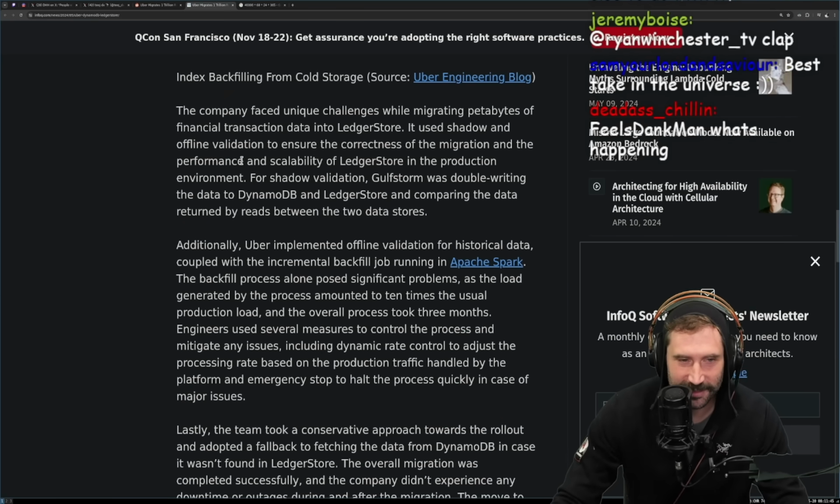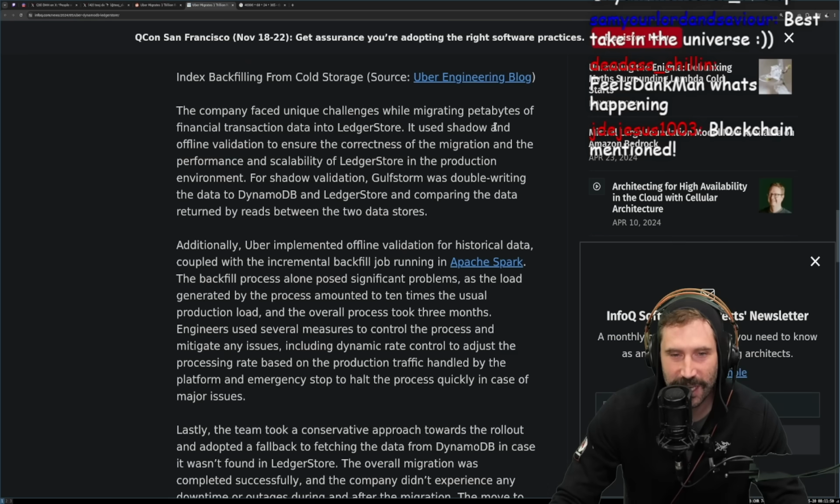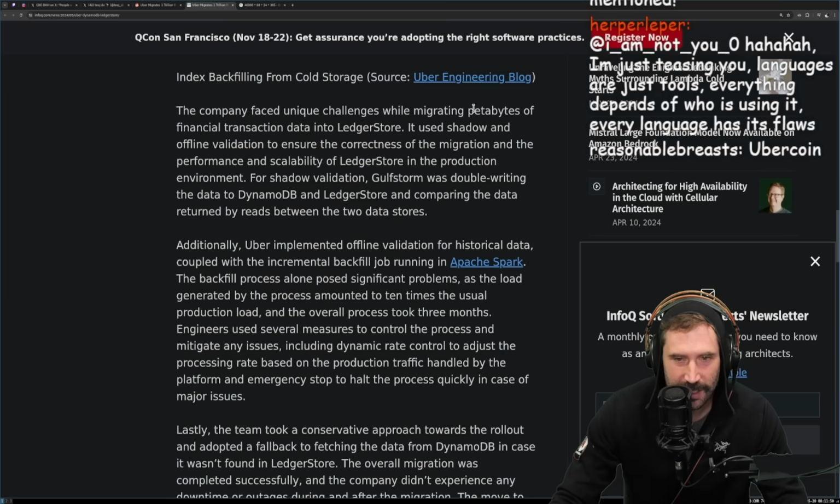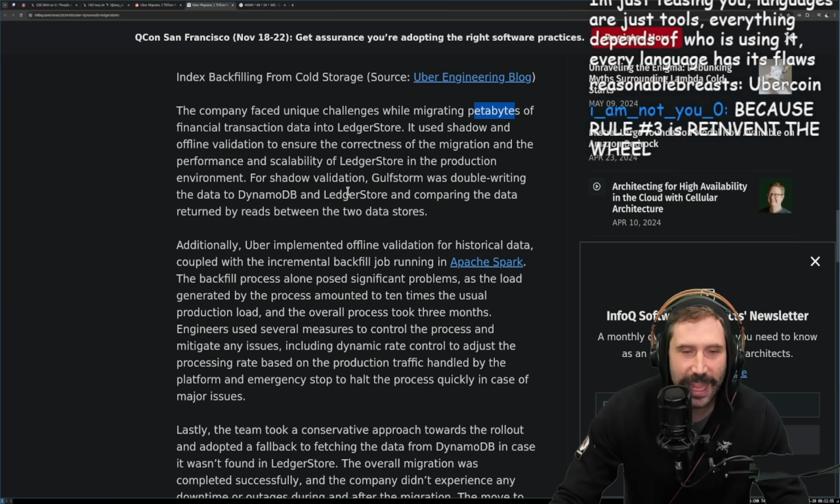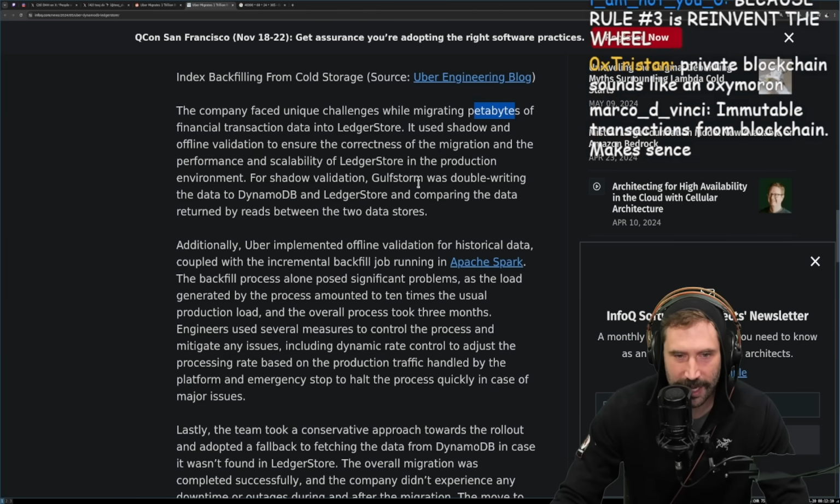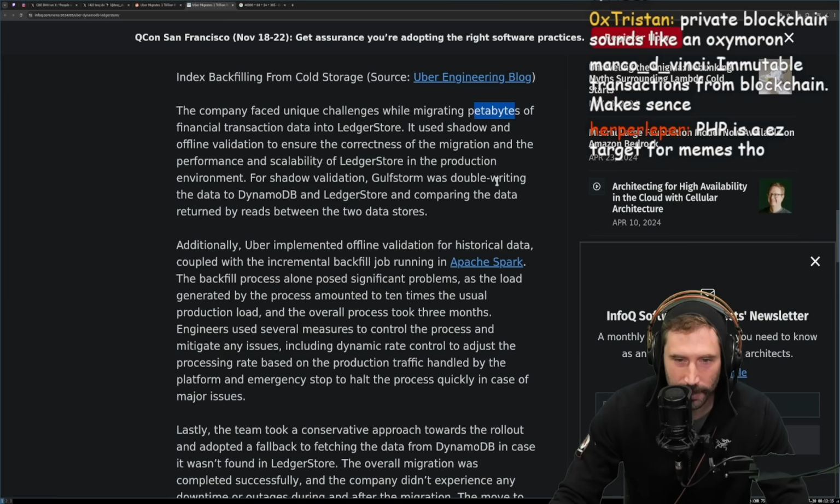L2 technology. The company faced unique challenges while migrating petabytes of financial transaction data into ledger stores. That's so much information. How have they done that many transactions? It used shadow and offline validation to ensure the correctness of the migration and the performance and scalability of Ledger Store in the production environment. For shadow validation, Gulfstream was double writing the data to DynamoDB and Ledger Store and comparing the data returned by reads between the two data stores.